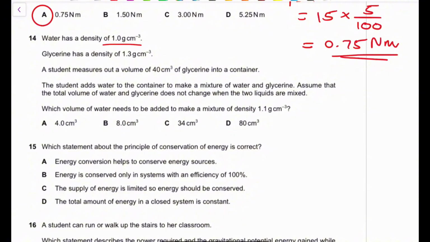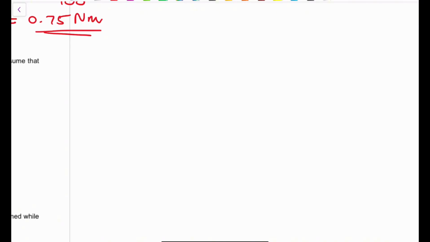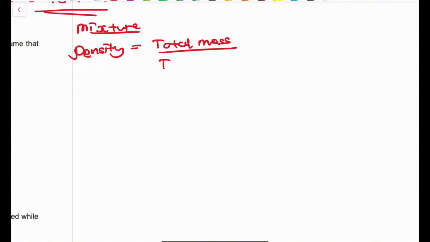So a student now wants to find the volume of water that is needed to make a mixture of density 1.1. So I want you to get this fact. This is very important whenever you want to solve this question, because this is what I call a topic of density of mixtures. And there are certain principles or assumptions that we're going to make that are going to help you whenever you solve these problems. So let's start. Whenever you have a mixture problem, you should always ask yourself this particular thing. How do I find the density of my mixture? The density of your mixture is going to be the total mass divided by the total volume. It doesn't matter what you mix. You just need the total mass, and you're going to divide by the total volume.